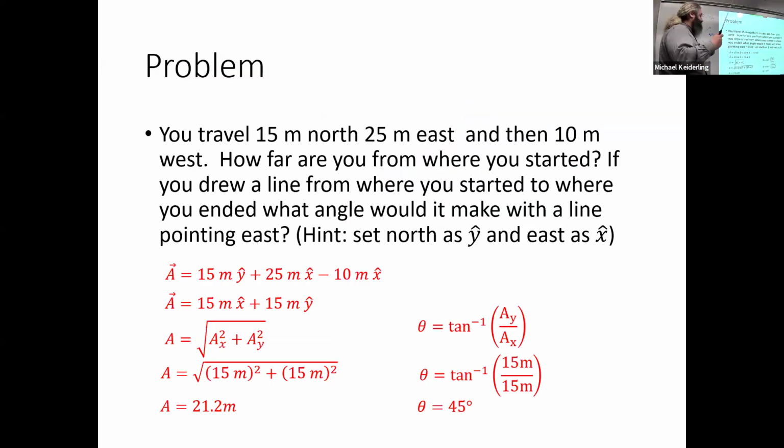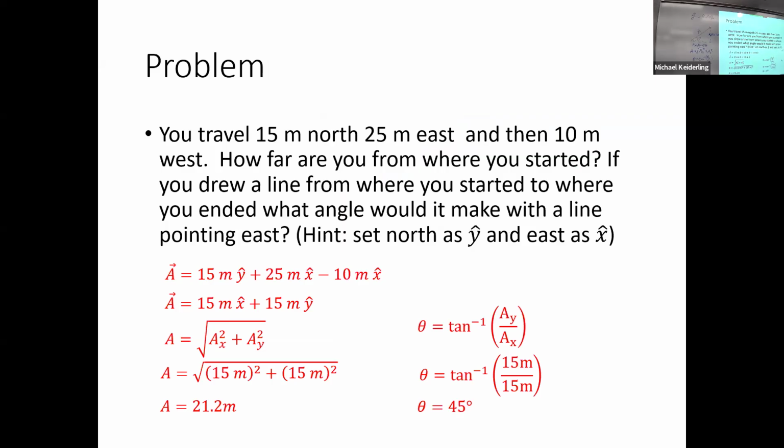So, forgot to organize this. I'll just go through this. If you travel 15 meters north, 15 meters east, and then 10 meters west, how far are you from where you started? And if you drew a line from where you started to where you ended, what angle would it make with a line pointing east?